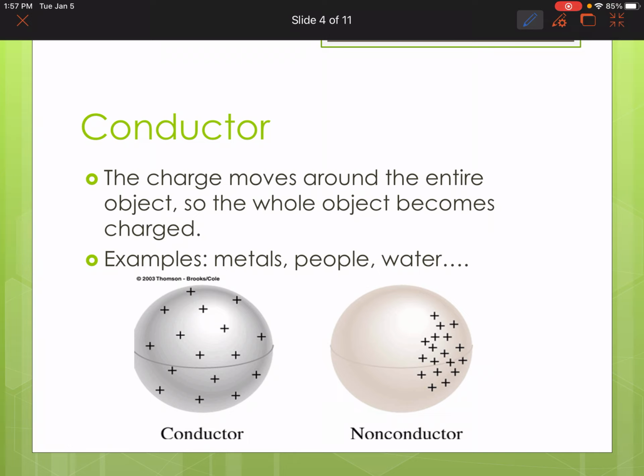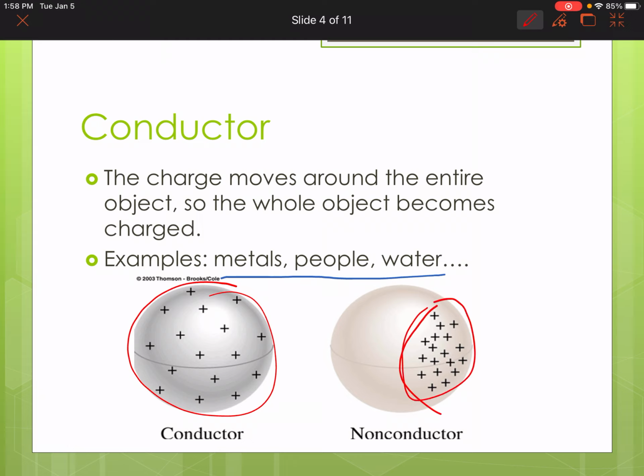Okay, now we've got a conductor. A conductor is when the charge moves around the entire object. So the whole object becomes charged. It doesn't stay in one spot, it moves around. Examples you can write down here are the metals, people, we're actually conductors too, water. And in that box I want you to draw these two diagrams. For a conductor, we see the charge moving around the whole metal ball here. Now, if this were made of rubber, like a balloon or plastic, you would see the charge only in one area. So a conductor moves around the whole object, a non-conductor stays in one area.